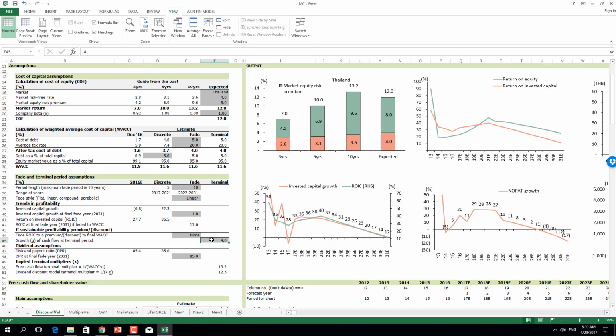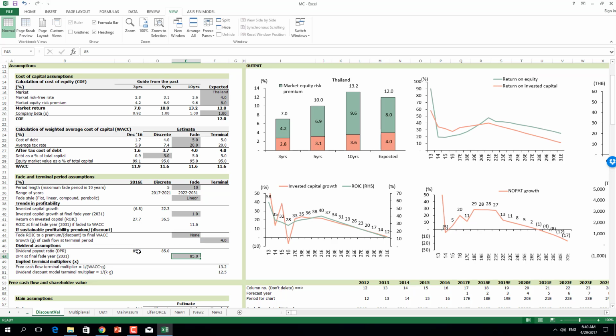Then we look at the terminal growth rate, and what you're going to see is that you cannot enter something more than 5%. That's because a company growing at 5% could potentially be growing faster than the overall economy from now into forward periods. That would be unrealistic.